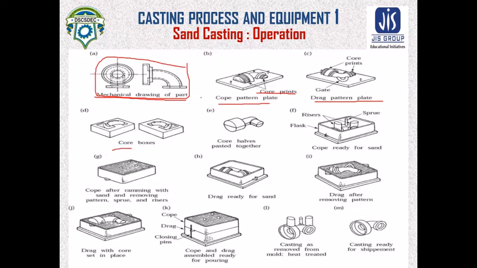Now with these two patterns we have to first make the core, because the device has a hollow cavity. So for making a core we need to make a core box first. From the core box we make the core halves and put them together. And after the core is ready, what we do, we ready the cope for the sand. First we ready the cope for the sand.